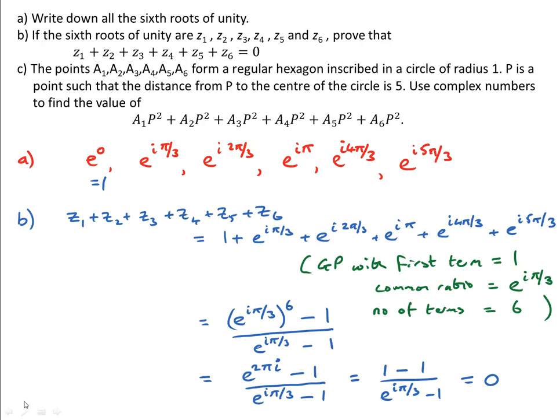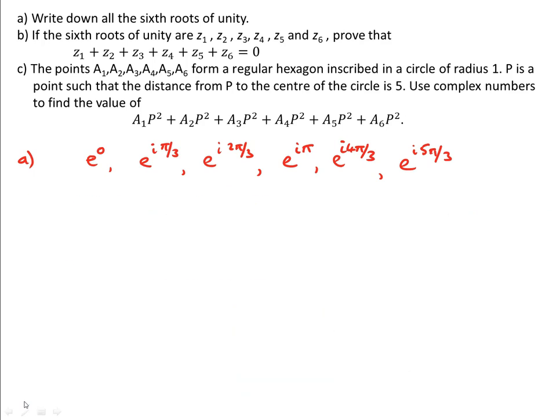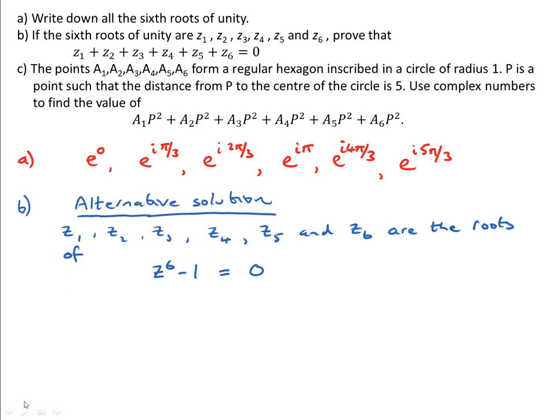There is an alternative way of justifying that result. The alternative way of saying it is that Z1, Z2, Z3, Z4, Z5 and Z6 are the roots of the polynomial equation Z to the 6 minus 1 equals 0. So Z1 plus Z2 plus Z3 plus Z4 plus Z5 plus Z6 is the sum of the roots, which must be minus b over a, where b is the coefficient of z to the 5 in the polynomial z to the 6 minus 1 equals 0, and a is the coefficient of z to the 6 in the polynomial.